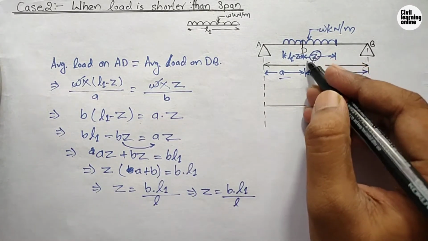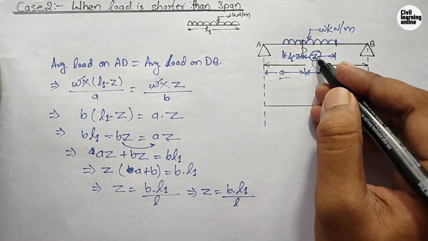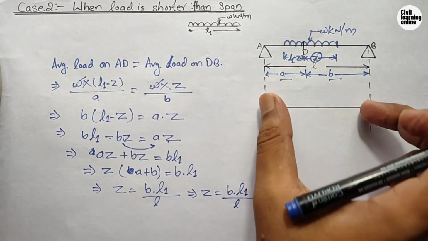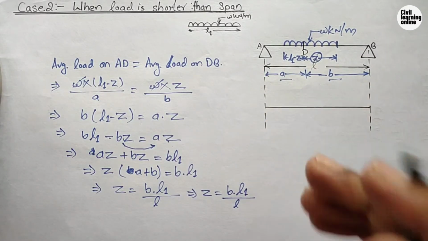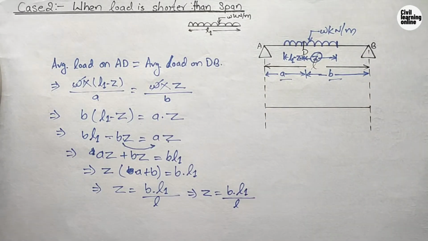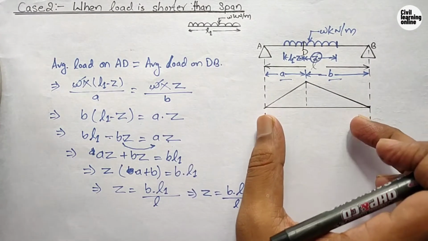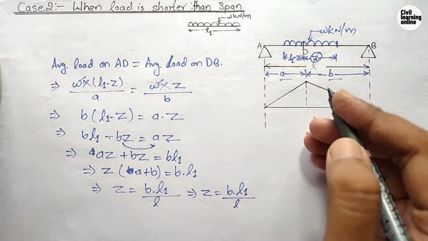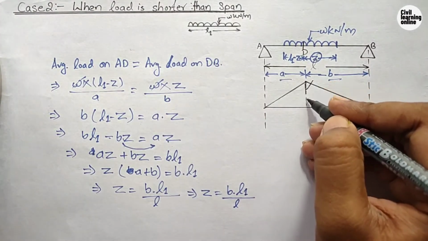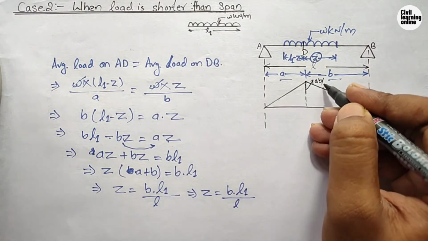Now if you can calculate this value Z, then you can easily find the height of the influence line diagram, which will be here. Now let us calculate the influence line height of this influence line diagram. So guys, as we are drawing the influence line diagram for the maximum bending moment, the height of this line is going to be AB upon L.